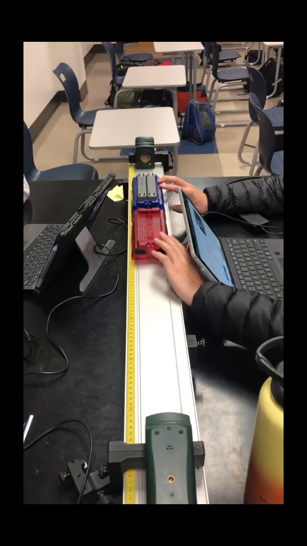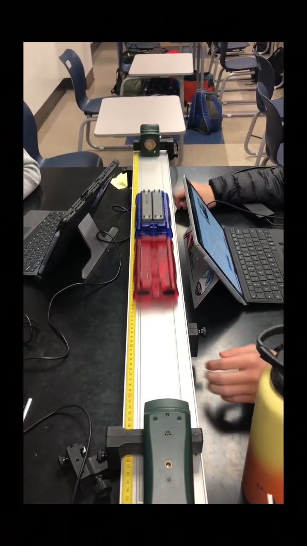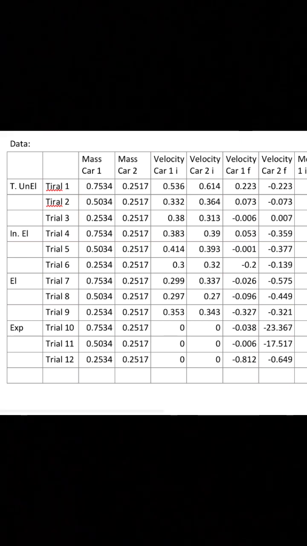To exemplify these claims, one trial of our experiment can be observed. 2 carts are thrown into each other in an inelastic collision, one having mass of 0.7534 kilograms and the other having mass of 0.2517 kilograms. The initial velocities of each cart was 0.39 meters per second. After the collision, the greater mass cart has a velocity of 0.053 meters per second, and the cart of lesser mass has a velocity of negative 0.359 meters per second. Going through our calculations explained above, we can find the impulse acted on the greater mass cart to be negative 0.2539 newton seconds, and the impulse on the smaller cart to be negative 0.1885 newton seconds.